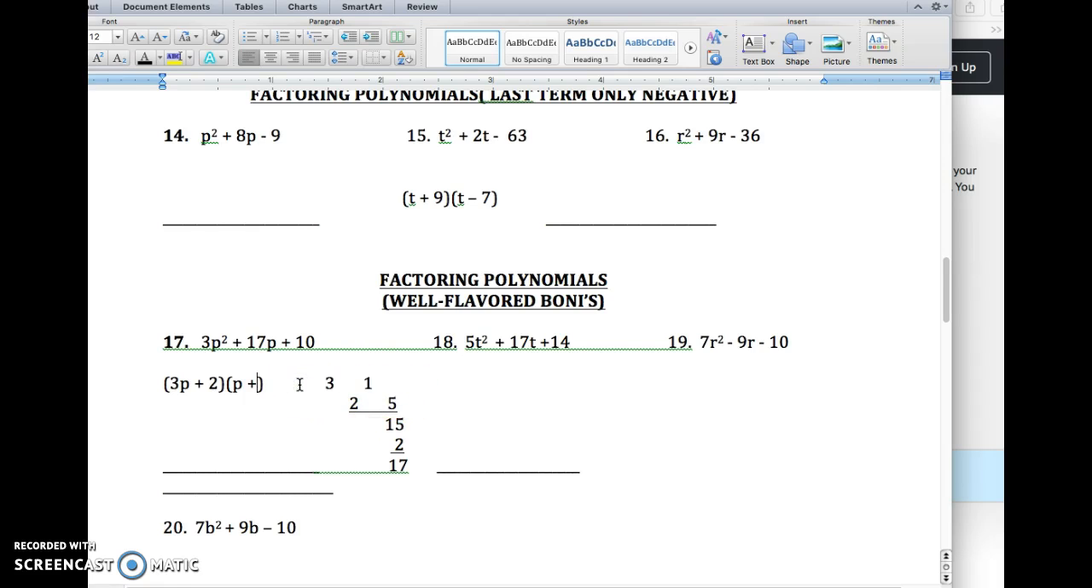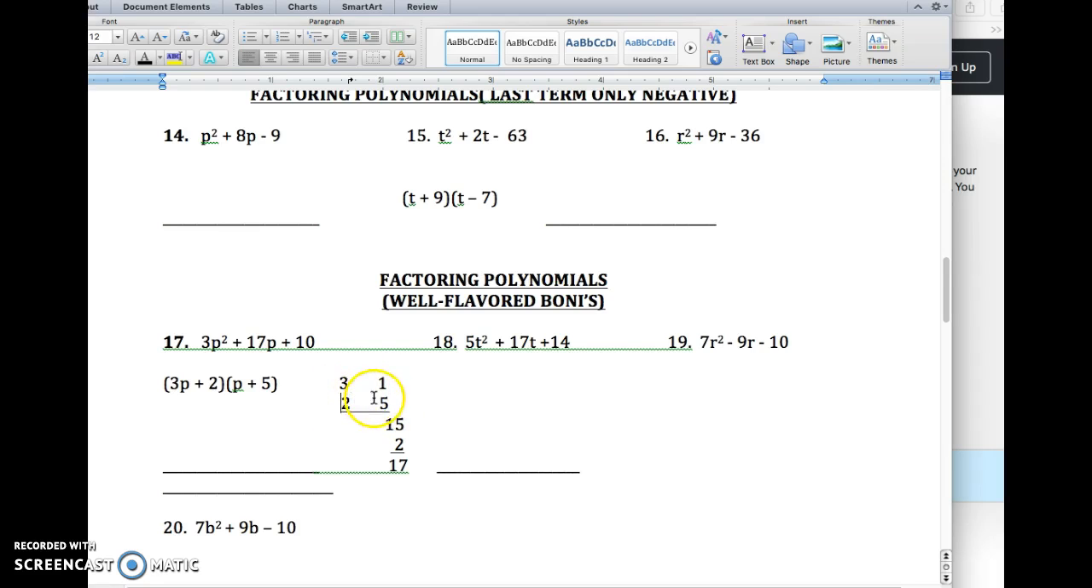If you can do those types, you can just about do any one. Let's go over this one time. 3p squared, how do I get it? It's 3p times p. That's why I put 3 here representing the 3p, and then 1 here representing the 1p. And then I need 2 factors of 10 to combine with the 3 and the 1 in order to get 17 in the middle. So I tried 5 and 2, that didn't work. But I'm trying 2 and 5 now.